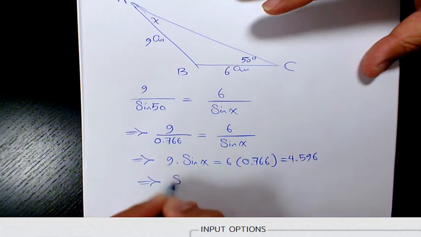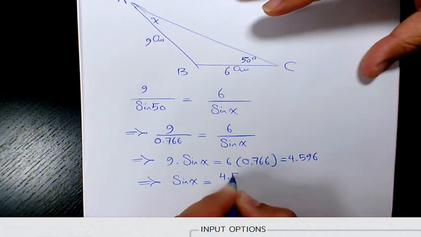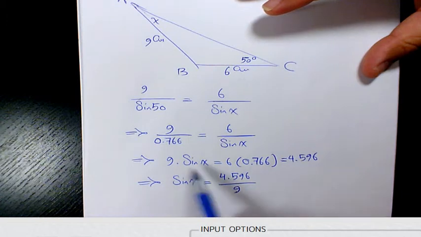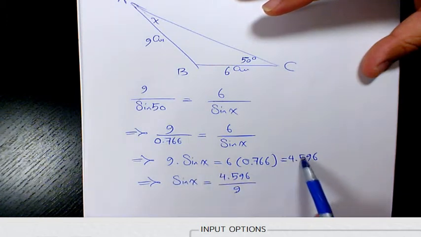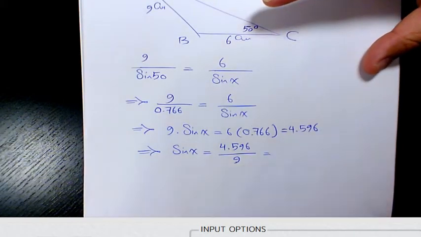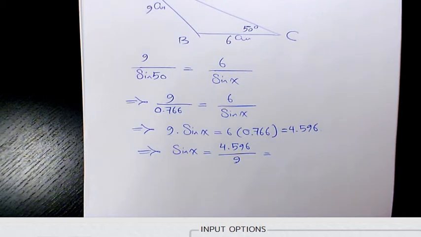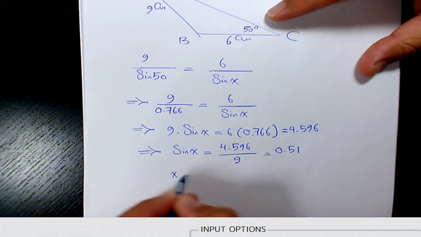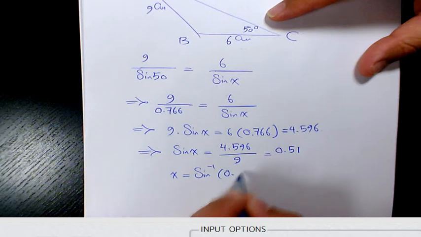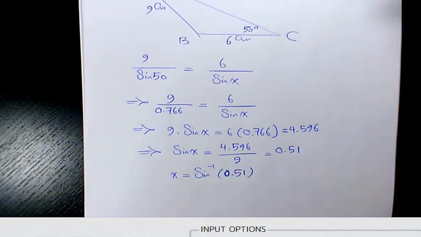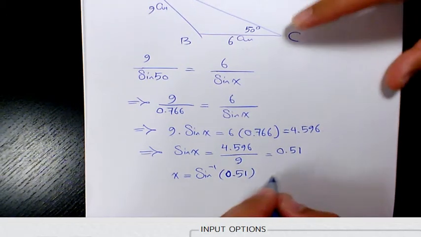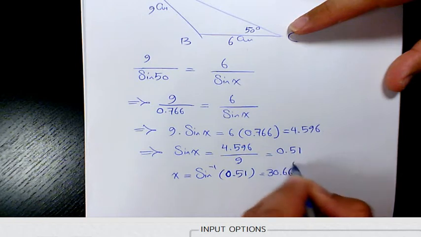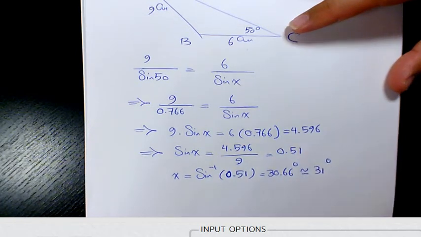Therefore, we can say sine x is 4.596 divided by 9. Because 9 times sine x equals 4.596, we need to divide both sides by 9 in order to isolate sine x. So when you divide by 9, it's going to be 0.51. So x will be sine inverse of 0.51. That's going to be 30.66 degrees, which I rounded to 31 degrees.